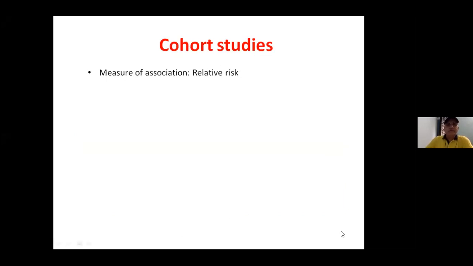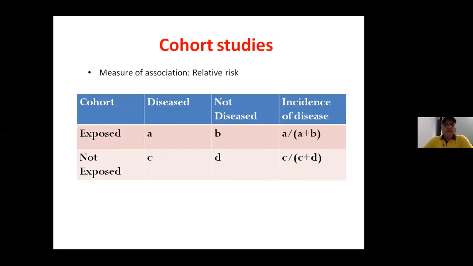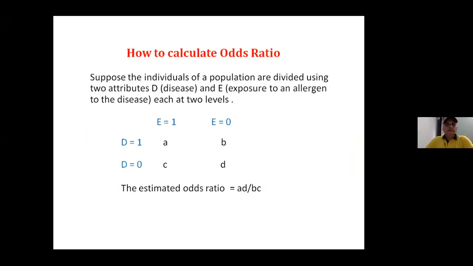It's very simple. In cohort studies, we compute risk ratio. We cannot compute odds ratio. I will tell you the reason. In cohort studies, what we generally do, we have diseased and not diseased, and here it is exposed and not exposed. A number of cases, B. So incidence of disease will be A over A plus B. Here it is C over C plus D. If you take the ratio of this divided by this, you will get risk ratio. Oh sorry, this is called relative risk. So in cohort studies, we compute relative risk, and in case control studies, we compute odds ratio. Okay.